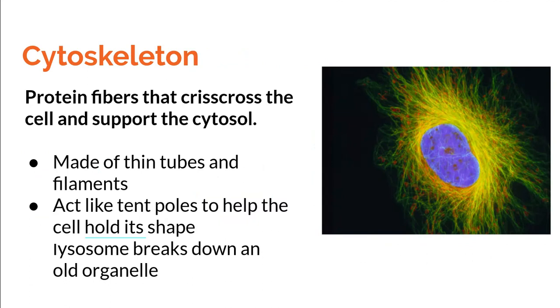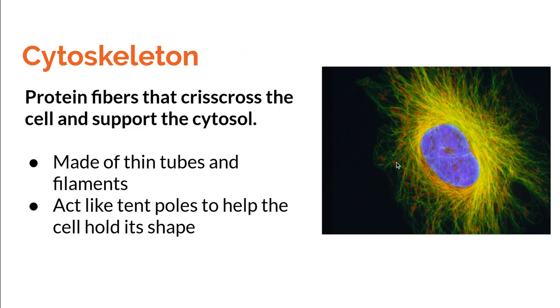Moving on to the cytoskeleton. The cytoskeleton in this picture is all of these yellow fibers that you can see there. These are protein fibers that crisscross the cell and help to support the cell. It's made of thin tubes and filaments. Filaments are kind of like stringy things, but what they do is they act like tent poles in a tent. Imagine a tent without tent poles, it would just fall flat and not stand up. So the cytoskeleton are like the tent poles in a cell that help the cell to keep its shape, so it doesn't just collapse and squish in on itself.